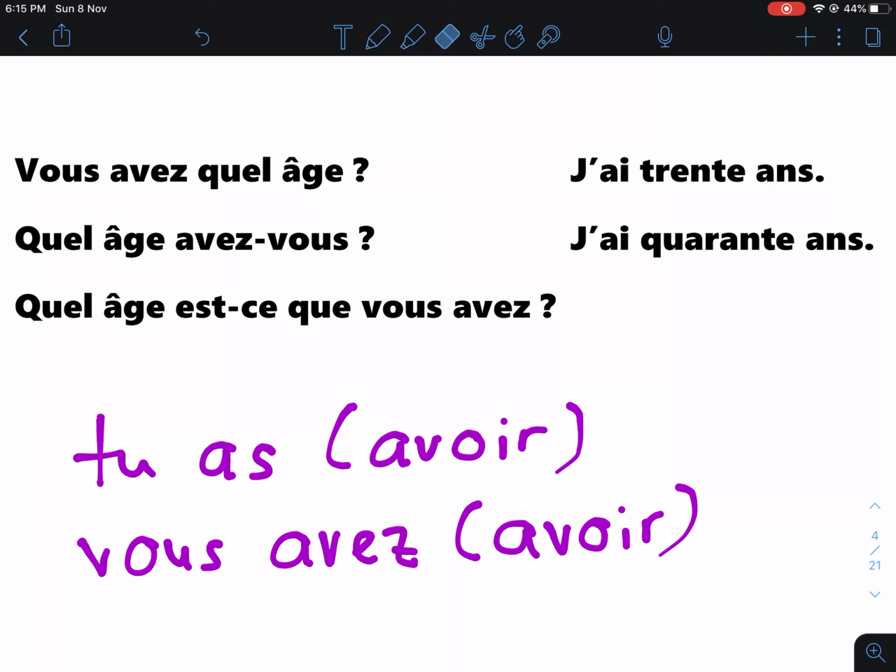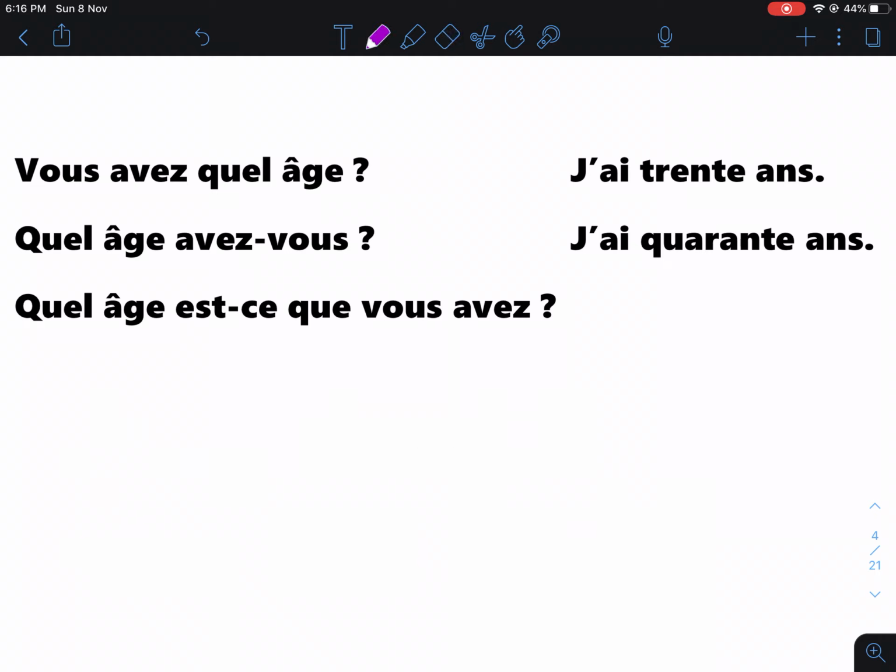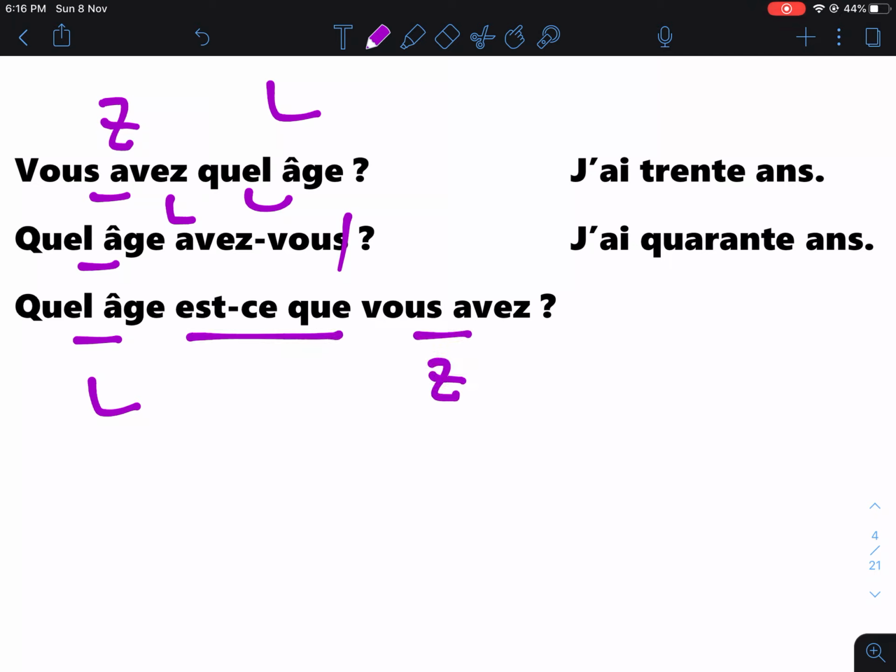Okay, so let's look at the questions here. Vous avez quel âge? There's a liaison there. Quel âge avez-vous? Quel âge est-ce que vous avez? It means how old are you? For vous, you have two possible answers. J'ai 30 ans. You stress the T. J'ai 40 ans. I repeat that again. J'ai 30 ans. J'ai 40 ans. I am 30 years old and I am 40 years old.